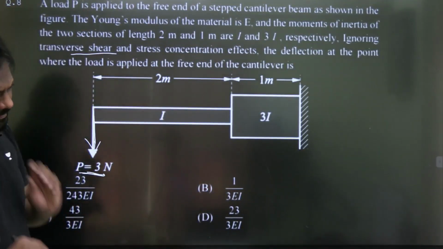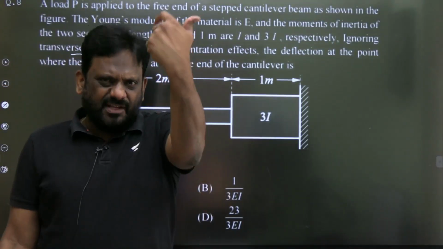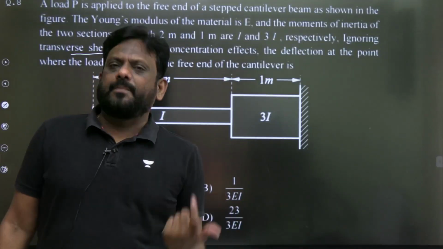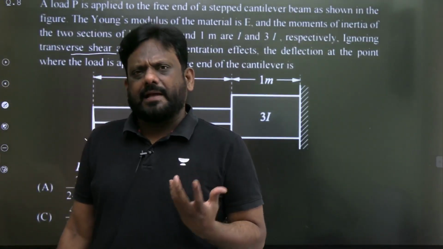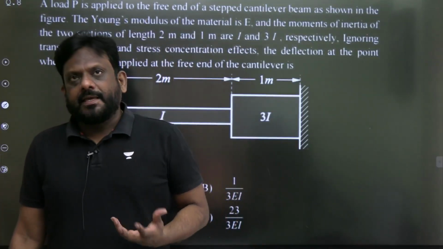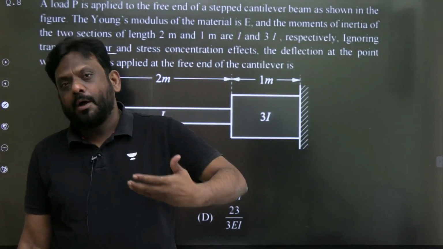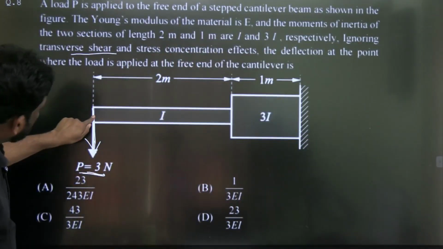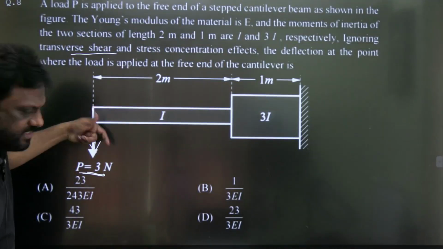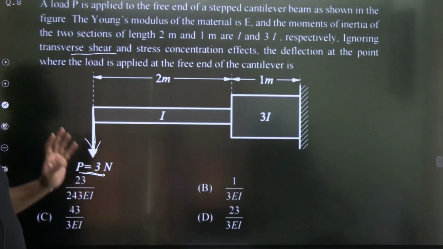Whenever a load is given and he's asking for deflection under the load, it will be easy for me to use a strain energy method, because one of Castigliano's theorems says that the partial derivative of the strain energy with respect to the point load will give the deflection under the load. Already there is a load. So if I calculate strain energy and differentiate with respect to this load, it will give me the deflection directly. So I will try to utilize my strain energy.